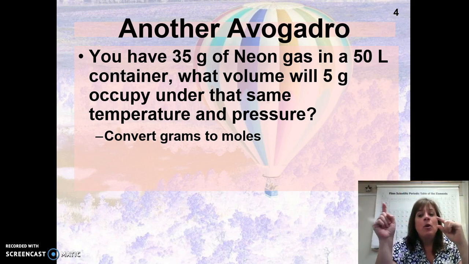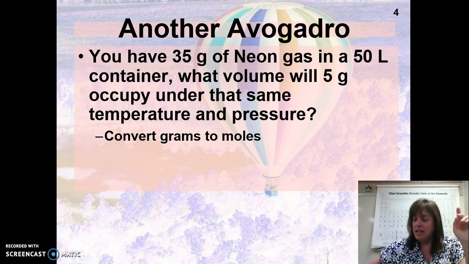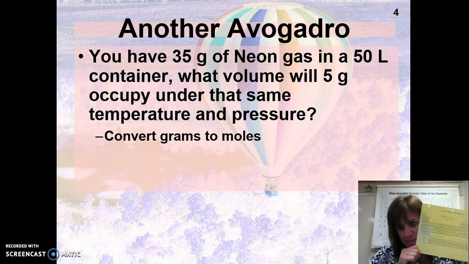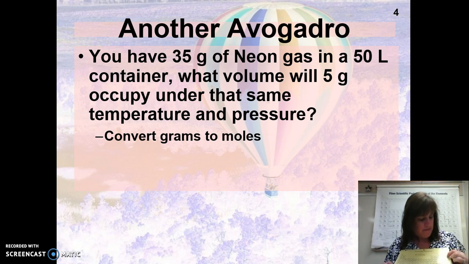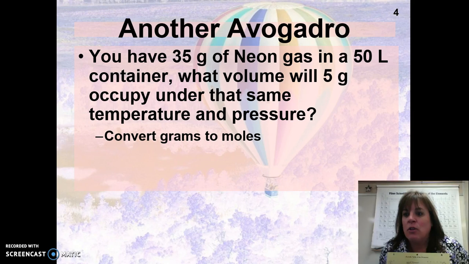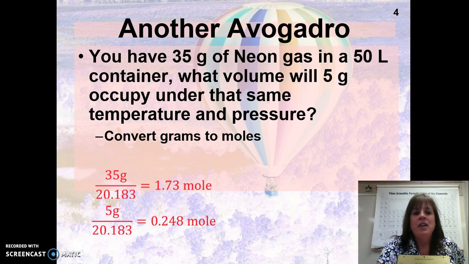Going from grams to moles, we divide by molar mass, or in the case of neon, atomic mass. So you've got to find neon on your periodic table. There it is. It's 20.1798 grams per mole. So we're going to take our 35 grams, our initial condition, divided by 20.183, and 5 grams divided by 20.183, because we need to get those into moles. Now that we have them in moles, we can set up our equation.